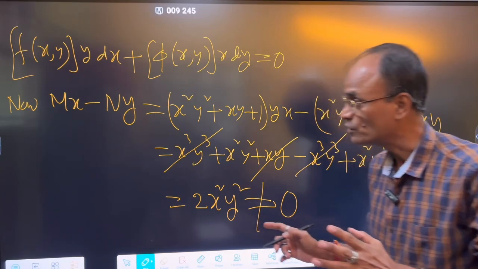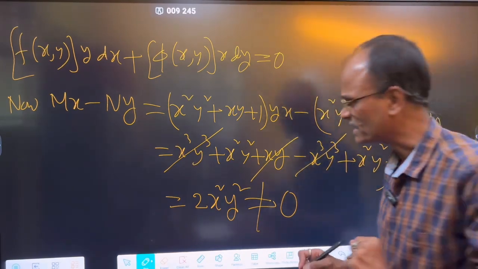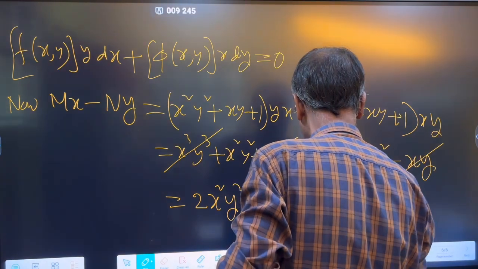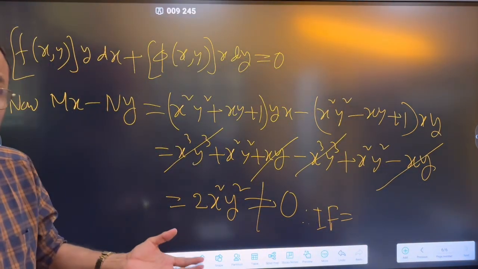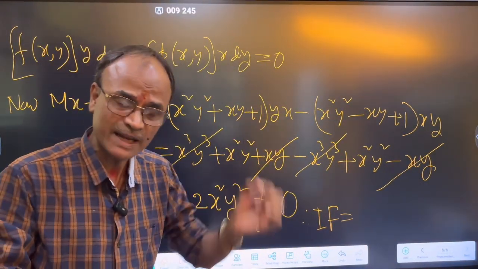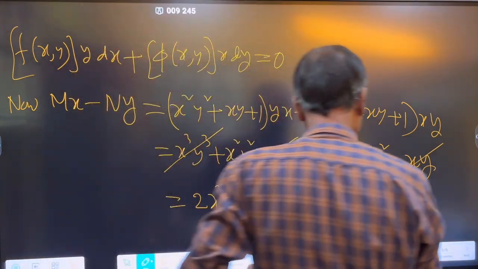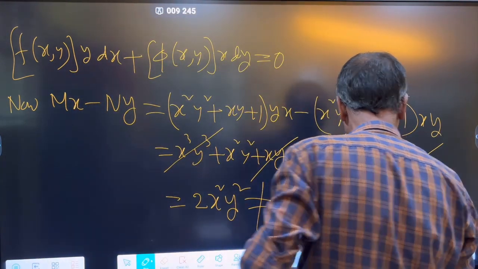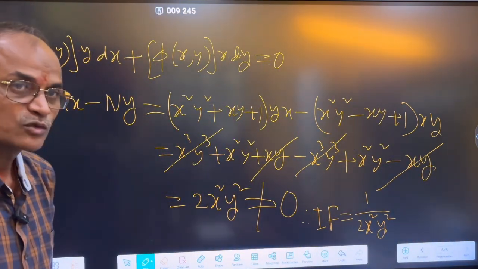Since it is not equal to 0, therefore the integrating factor is equal to 1 by (mx minus ny). That means the integrating factor is 1 by twice x square y square.